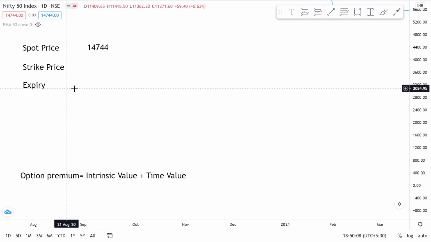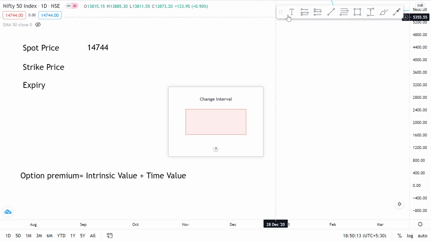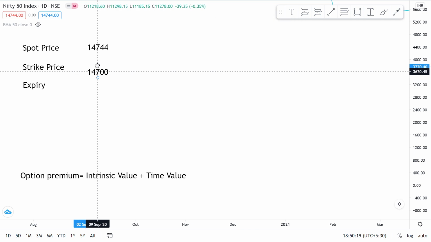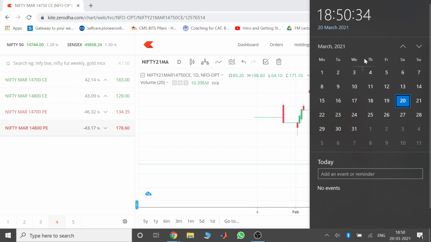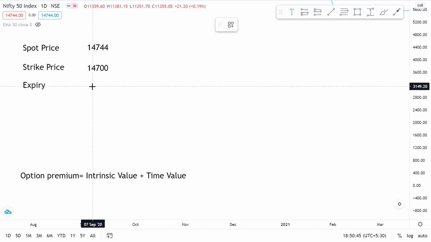So for this the strike price will be 14,700. And the expiry for this, it says Nifty March 14,700. What this means is it is a March expiry option, and the expiry is on the last Thursday of March. For March, the last Thursday is on the 25th. So that is the expiry date for this particular option. So the expiry would be 25th of March.